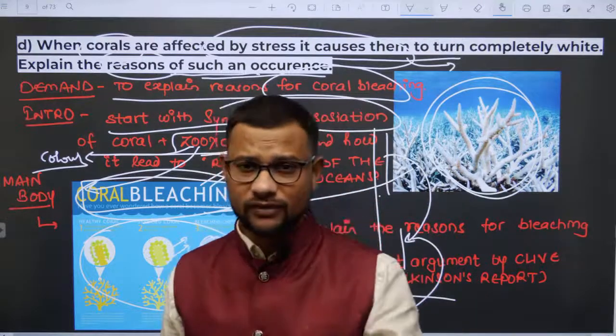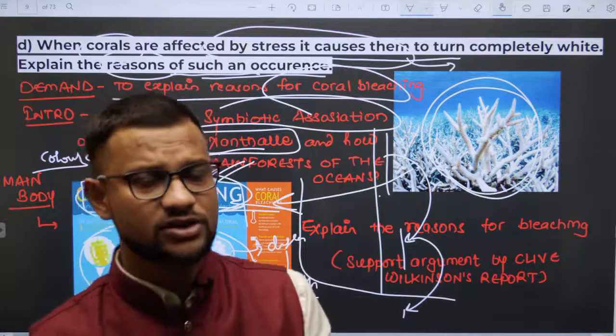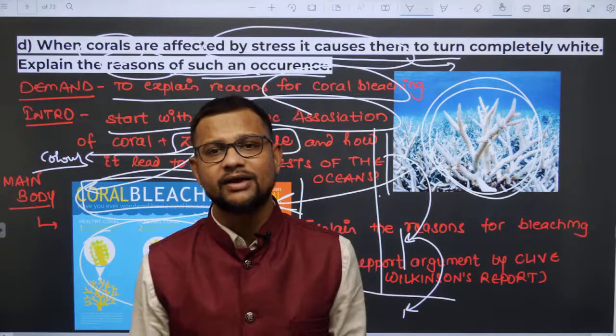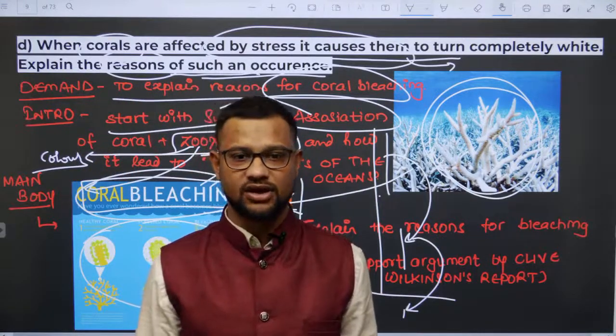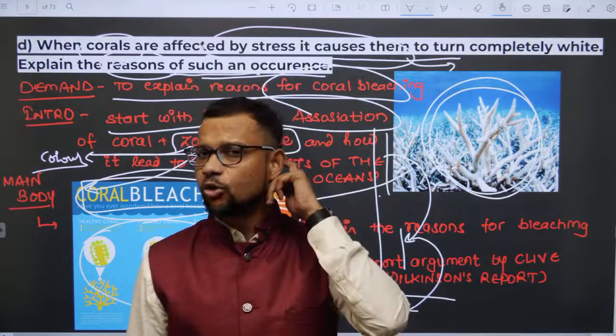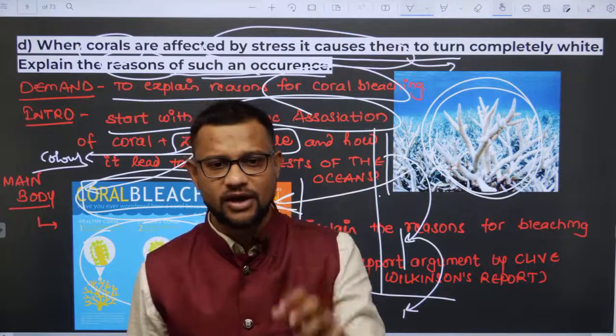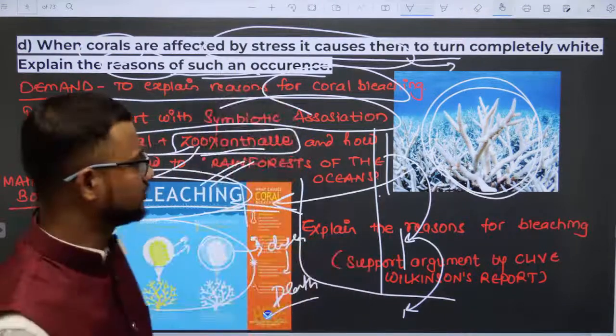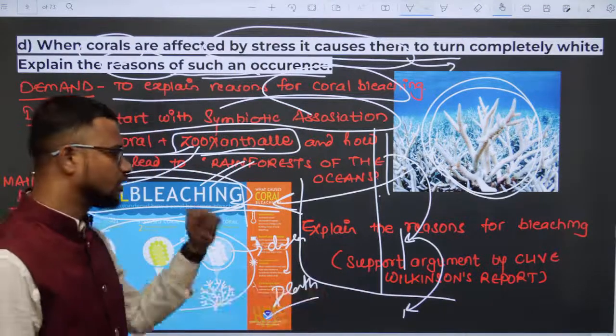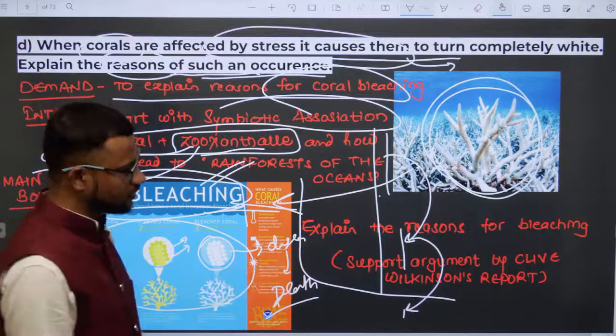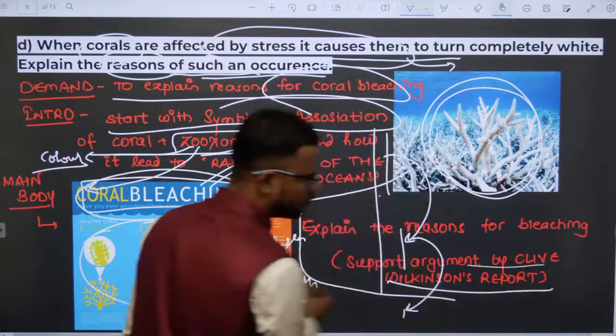And there is one very famous commission that was established in 1987, the Clive Wilkinson Commission, the Global Coral Reef Monitoring Network, that was named as, and it has submitted the reasons for the decline of coral reefs. Now you can write with the mention of this report.